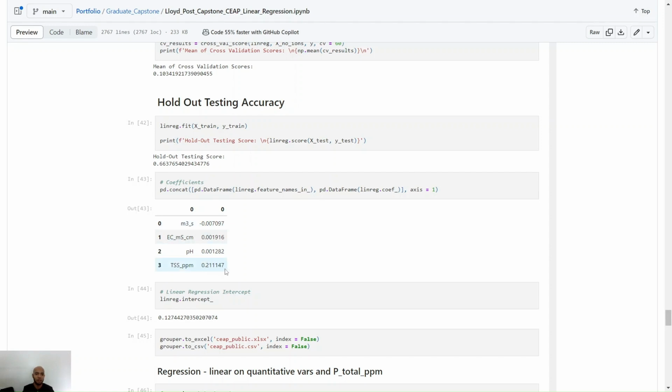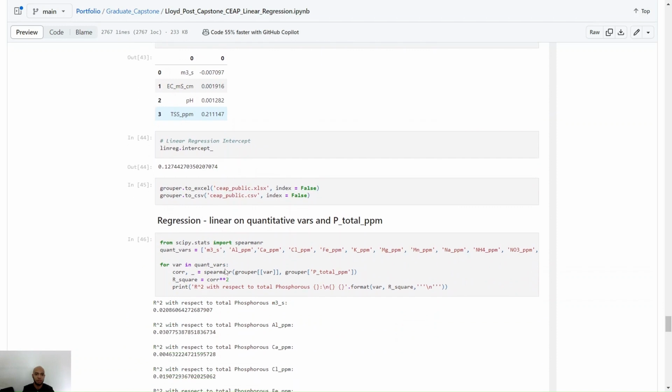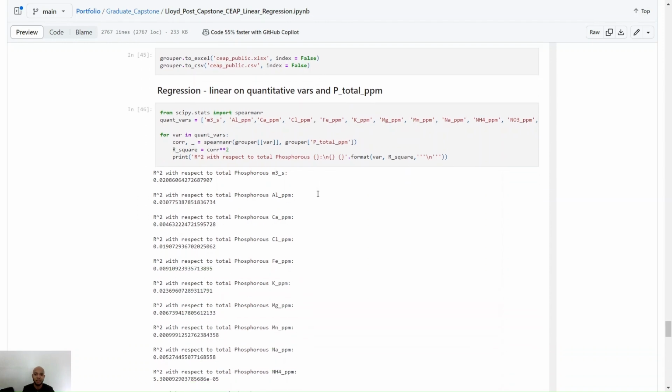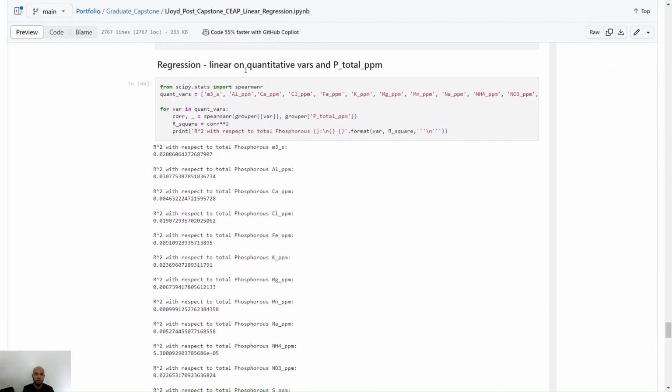Again, I just look at my coefficients printed out here. You can see them in the model as well, but just being thorough. And same phenomenon I'm seeing with total solids. Order of magnitude higher. 2 orders of magnitude higher than all of the rest. Again, I export my clean CSVs, and then I ran a linear regression on my quantitative variables and total phosphorus measurements.